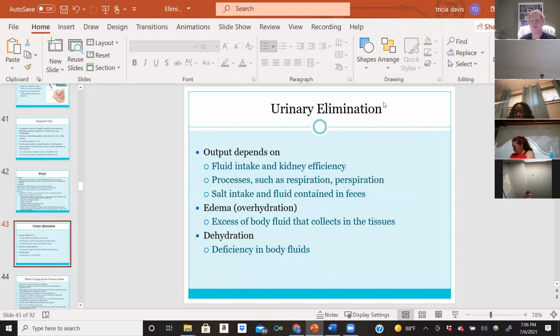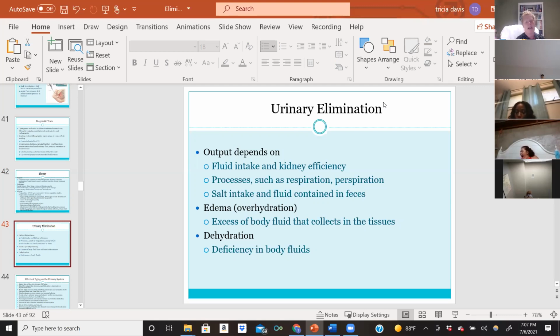So how much we eliminate through our urine is going to depend on how much we take in. So if we don't take in a lot of fluid throughout the day, well, then we're not going to pee a lot through the day. And it also is going to depend on how efficient our kidneys are. So if our kidneys are working good, it's going to be appropriate when compared to what we take in. If our kidney efficiency isn't great, then we may not put out as much as we take in. And then we have a whole other set of problems.